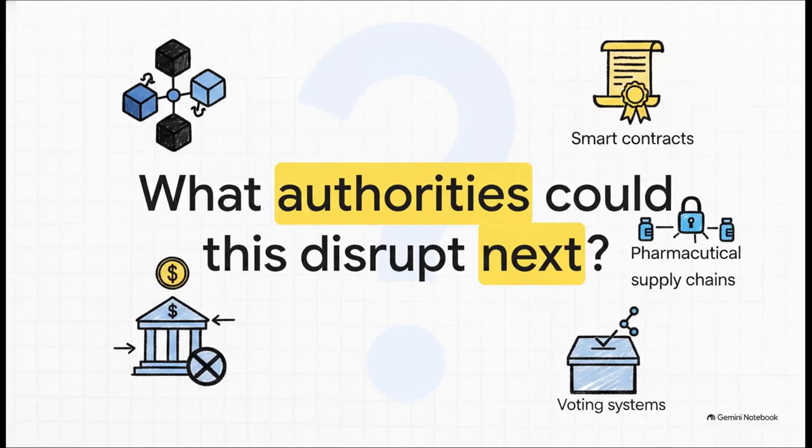I want to leave you with a thought to chew on. We've just seen how blockchain brilliantly secures cryptocurrency like Bitcoin without ever needing a central bank. But at its core, this technology is really just a highly secure shared database. And right now, it's already being explored for things like smart contracts, securing pharmaceutical supply chains, and even running whole voting systems. So if we can successfully decentralize money, what other central authorities in our world might this technology completely disrupt next? It's pretty mind-blowing when you think about it.